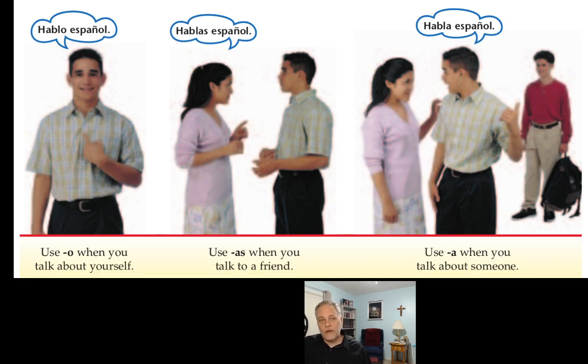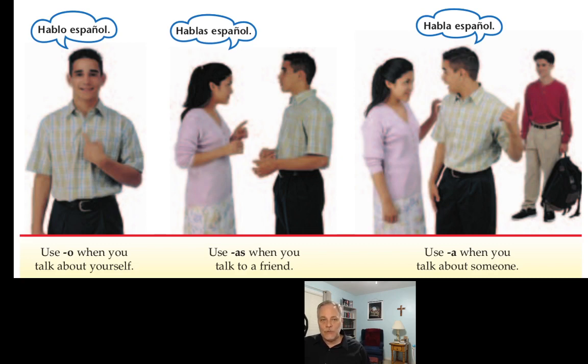So in real terms, what does this look like? Let's look at our illustration. It says, hablo español. Use the ending O. Attach O to the stem, H-A-B-L, when you talk about yourself. Hablas español. Use AS ending when you talk to a friend.